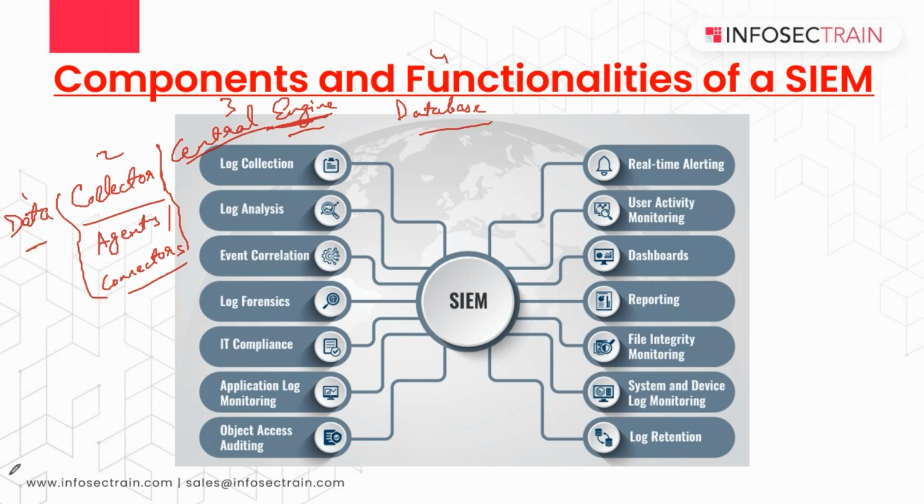Since it is a central engine, whatever data has been collected on different devices can be normalized and looked at easily in your central engine. So correlations are done, and then we try to determine what is normal and what is abnormal in our system.